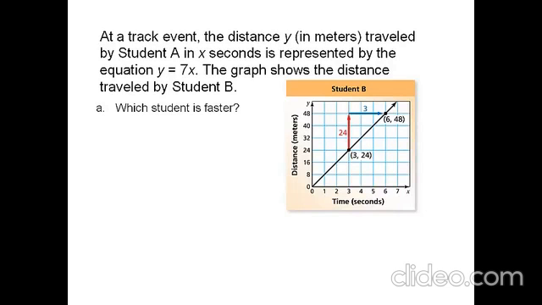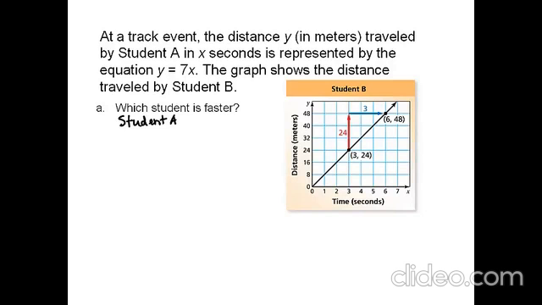At a track event, the distance y in meters traveled by student A in x seconds is represented by the equation y equals 7x. The graph shows the distance traveled by student B. Part A. Which student is faster? Let's start with student A. To find the speed of student A, we need to find the slope of the equation given in the problem.